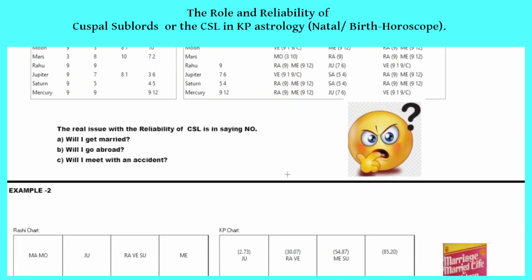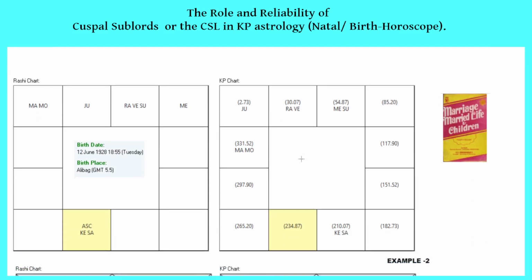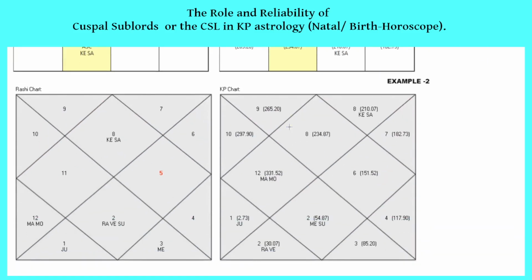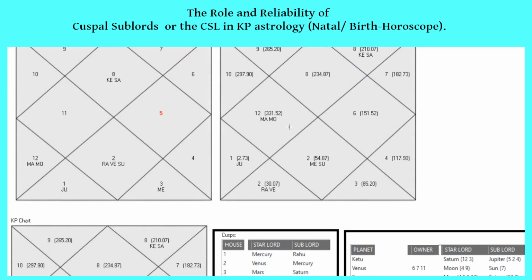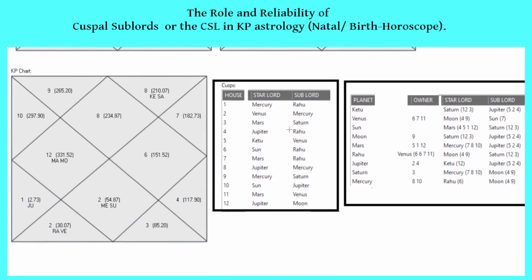Let me show you another example. This is again the South Indian format, so you might want to make a note of it. I have taken this chart from this book, Marriage, Married Life, and Children. Now let's look at this chart. If you look at the seventh cusp, you will find that the sublord is Rahu.